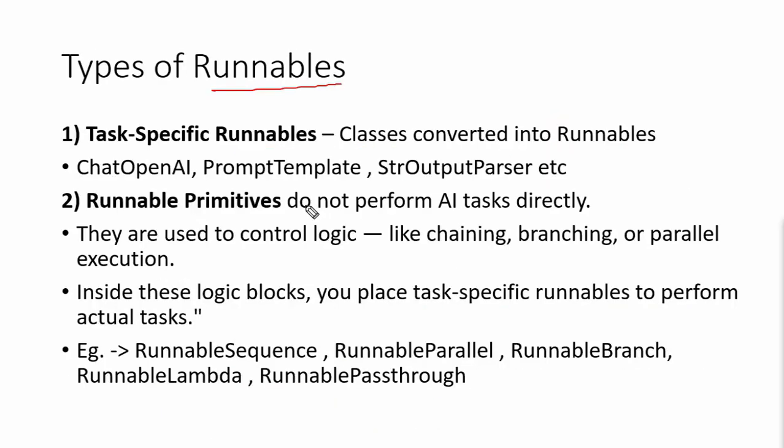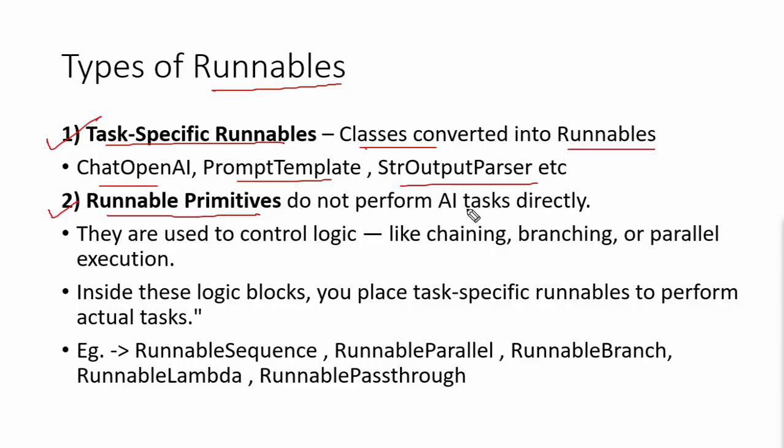Now I will tell you there are different types of Runnable. Number one, task-specific runnables, which I have already told you about, and number two, runnable primitives. So what are task-specific runnables? These are classes which are converted into Runnable. You take a class which inherits the Runnable class, and those classes get standardized. Examples I have already discussed are ChatOpenAI, PromptTemplate and StringOutputParser. These are the task-specific runnables. Then you have runnable primitives.